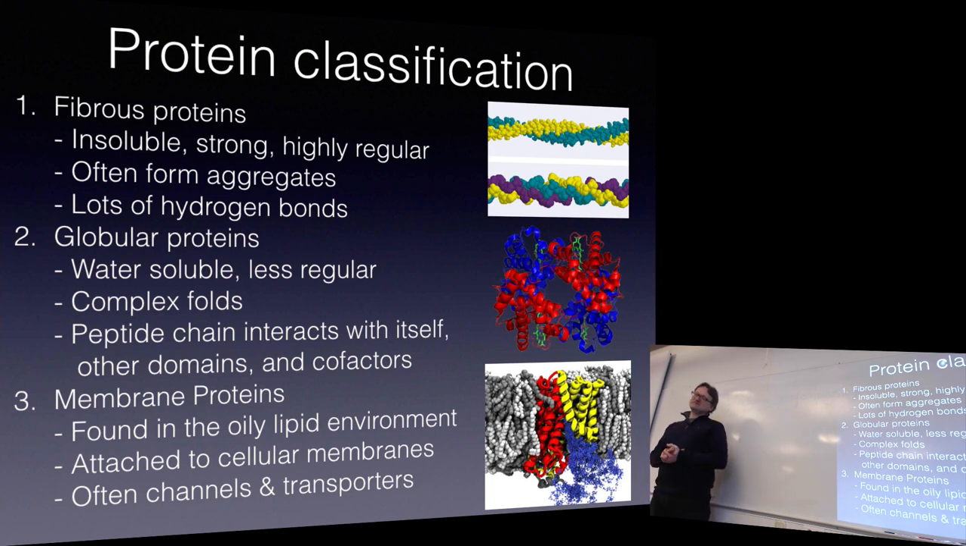So you're a bit high. Roughly a bit over 100,000. I think there are roughly 130,000 structures in the PDB, but some of them are DNA and nucleic acids. There are now over 1,000 membrane protein structures.